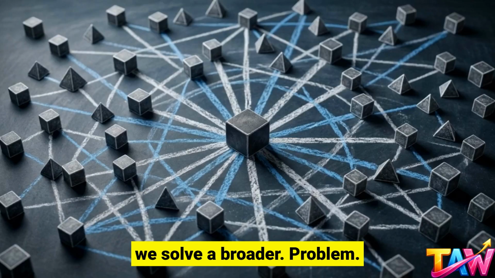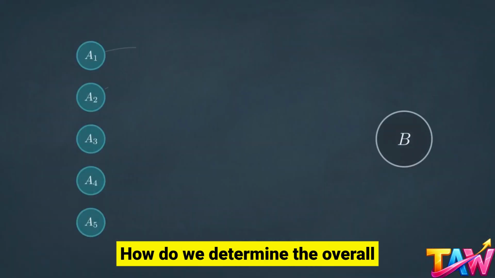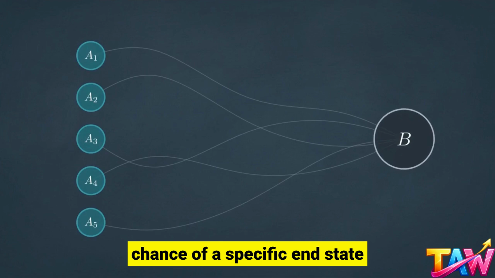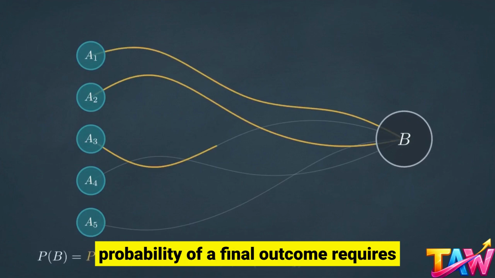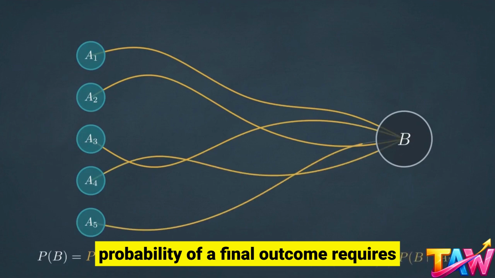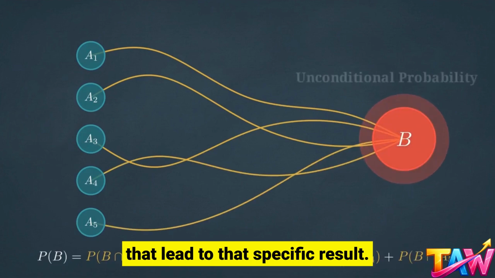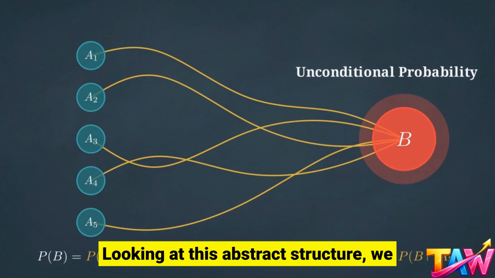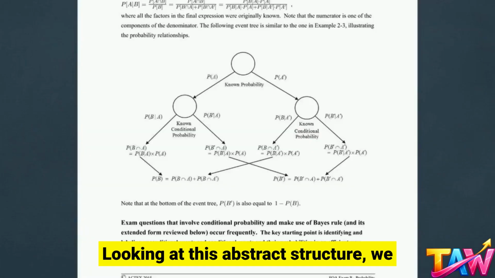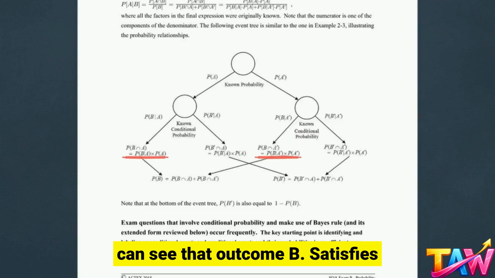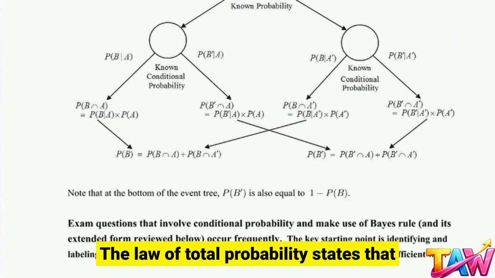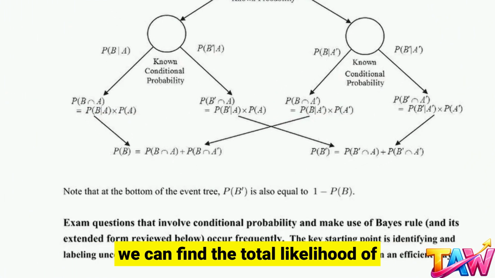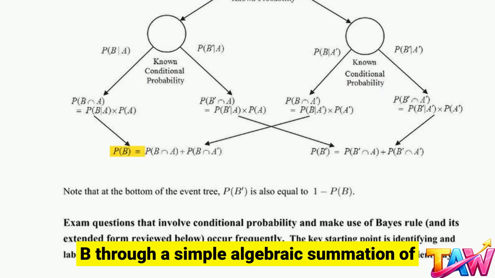But analysis often demands that we solve a broader problem. How do we determine the overall chance of a specific end state occurring, regardless of the initial path taken? Finding the unconditional probability of a final outcome requires aggregating all mutually exclusive paths that lead to that specific result. Looking at this abstract structure, we can see that outcome B satisfies our condition at multiple terminal nodes.